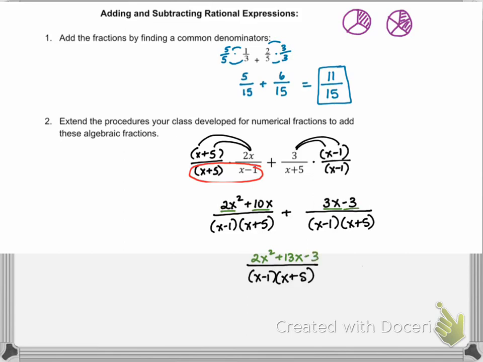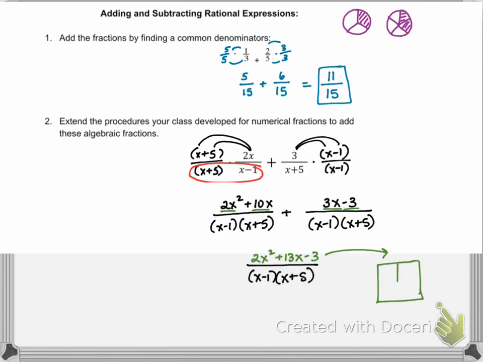Now, I'm curious, is that as simplified as my answer can get, or can I do some factoring to simplify out a giant 1? And so I look at what I have on the top. It's got an x squared. So what I'm going to try to do is look for a greatest common factor first. 2, 13, and 3 don't have a greatest common factor. And so I'm going to try to do a box and a diamond.